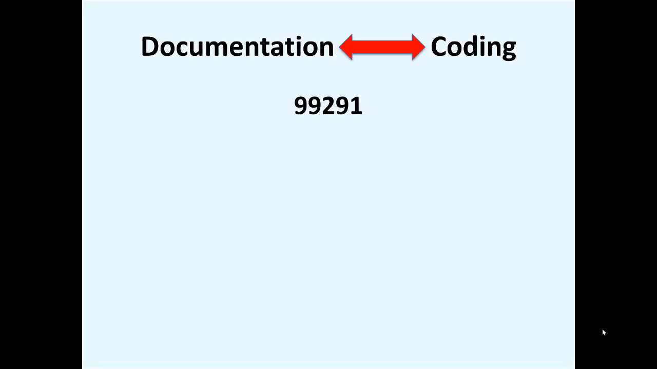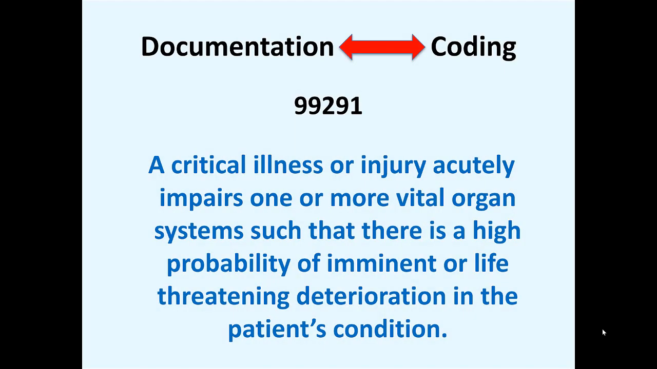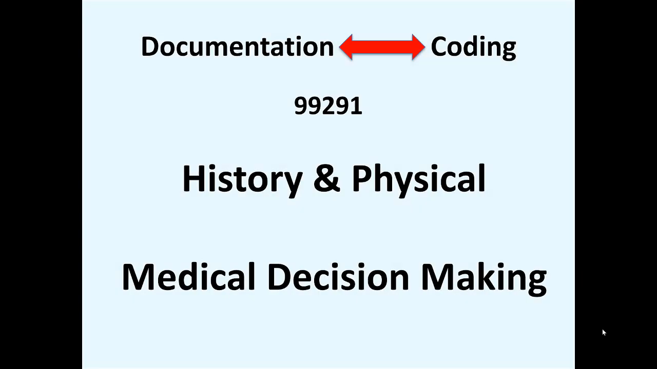Now that you know 3 to 6% of your money will be earned by the critical care code 99291, you need to know what differentiates this code from others. Current Procedural Terminology, or CPT, and the Centers for Medicare and Medicaid Services both define 99291 care similarly. A critical illness or injury acutely impairs one or more vital organ systems such that there is a high probability of imminent or life-threatening deterioration in the patient's condition. So, we need to document correctly so we can properly charge critically ill patients.